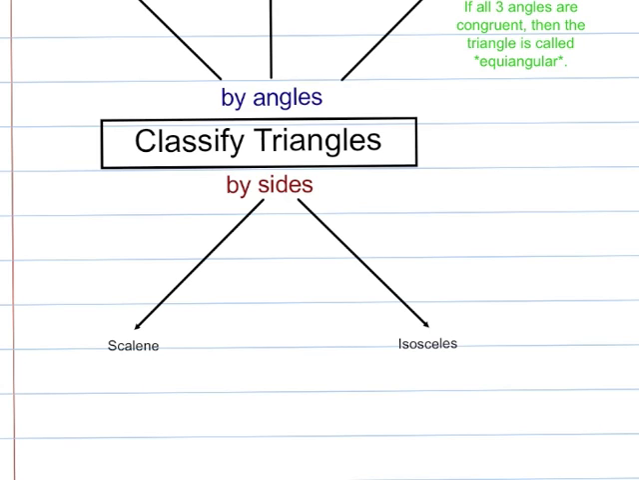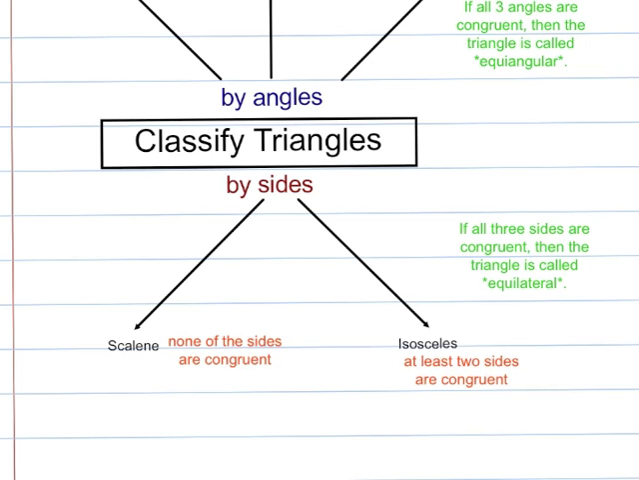Next, we're going to talk about classifying triangles by their sides. We have two main types. There's a scalene triangle and an isosceles triangle. In a scalene triangle, none of the sides are congruent. In an isosceles triangle, at least two of the sides are congruent. So since there are three sides in a triangle, if we have all three sides congruent, then we have a special name for that.